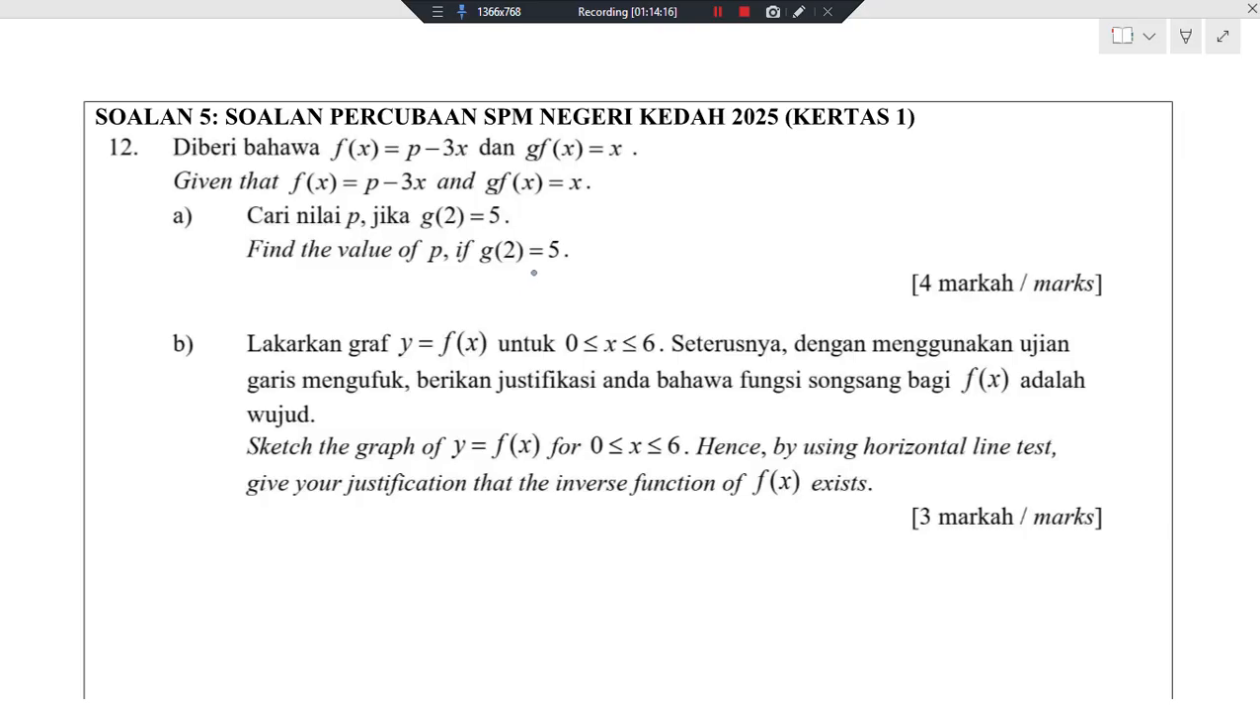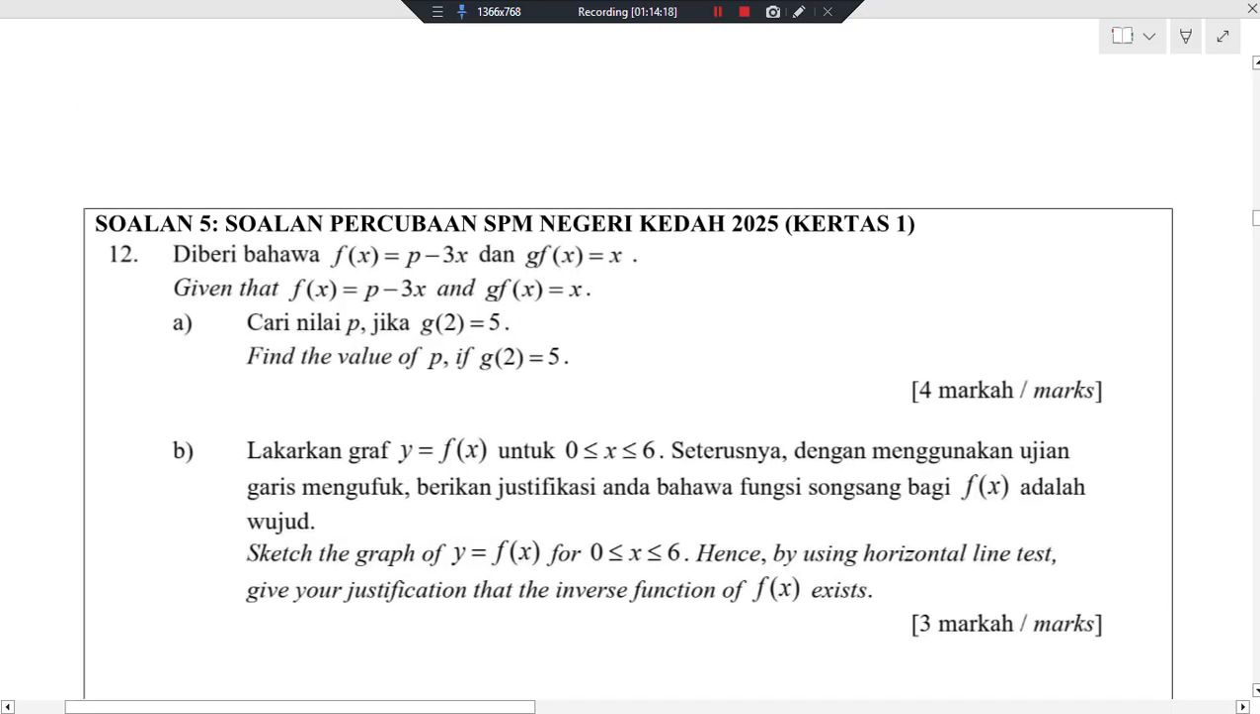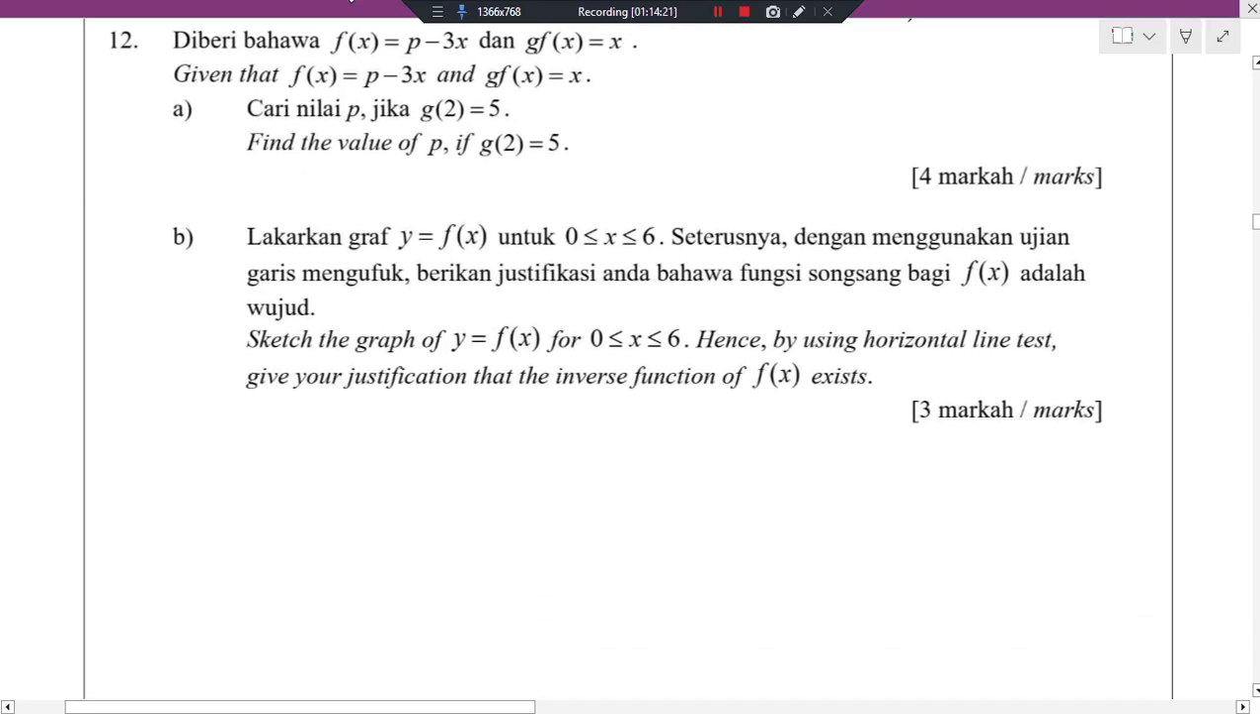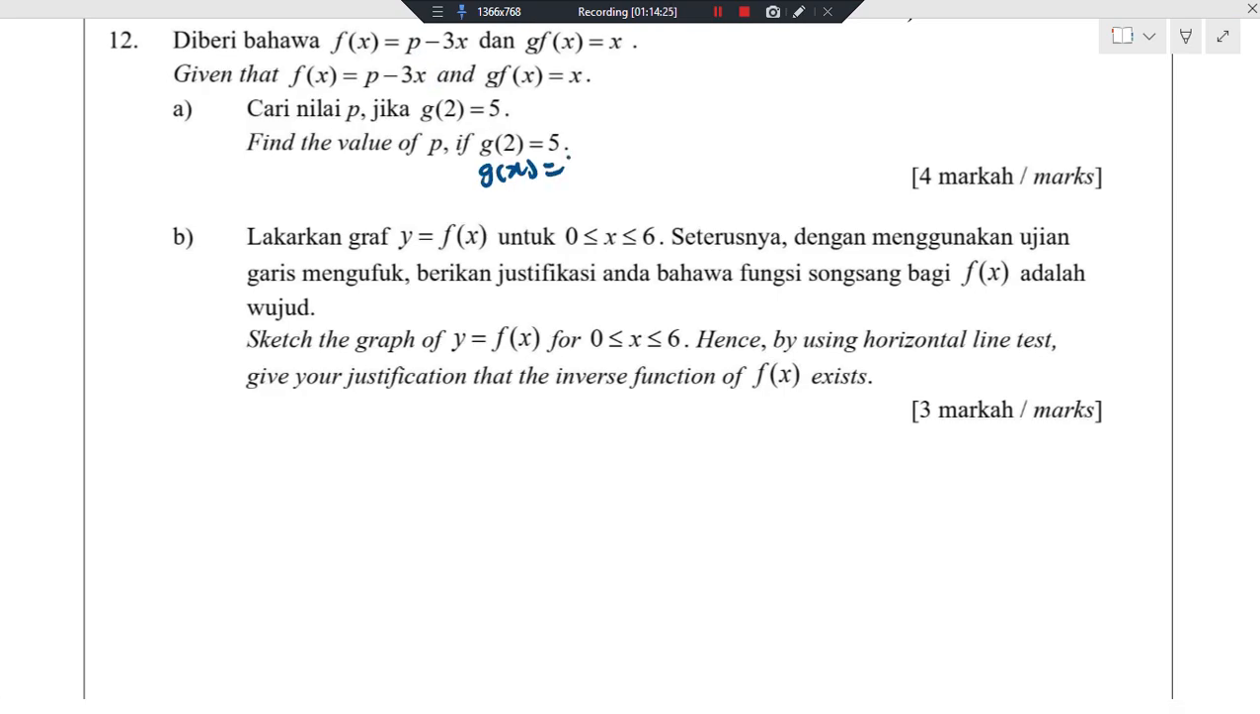So you can use the inverse method that I teach you today, or you can use the, so we find outside or inside function. Outside function, because your g is outside. Okay, so you want to do the normal method also can, the outside function method. So you write first gfx. Oh, dia letak x.